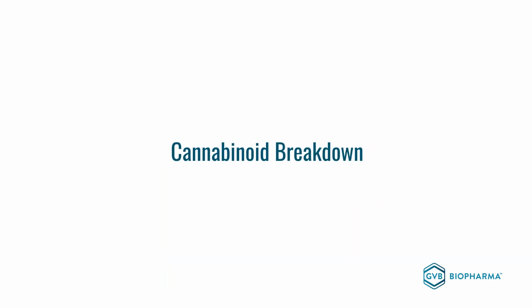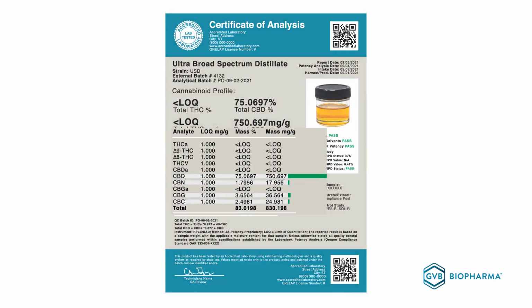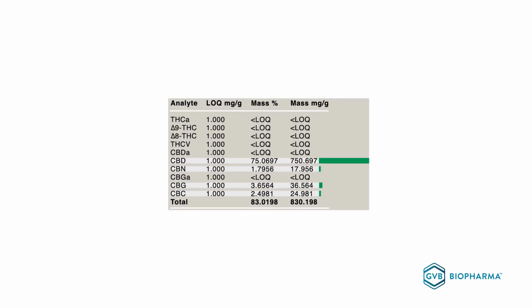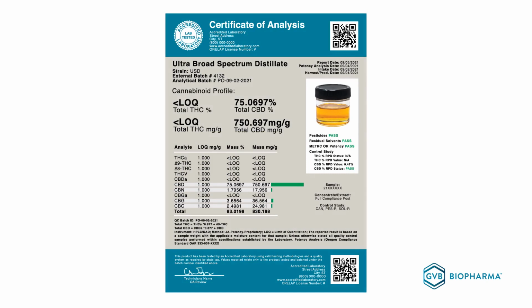Cannabinoid breakdown. Make sure to check the concentrations of each minor cannabinoid. With the popularity of minor cannabinoids like CBG, CBN, and CBC on the rise, you can use this potency information to determine how strongly your finished product will express the attributes of each cannabinoid.